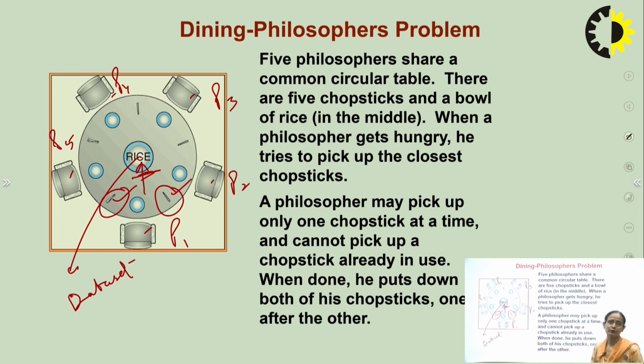So we have 5 philosophers sharing a common circular table. There are 5 chopsticks and a bowl of rice in the middle. When a philosopher gets hungry, he tries to pick up the closest chopsticks, that is, on their right and left side. A philosopher may pick up only 1 chopstick at a time and cannot pick up a chopstick which is already in use. When they finish eating the rice, they need to put it down so that the other process or philosopher who is in the waiting queue can use that chopstick.